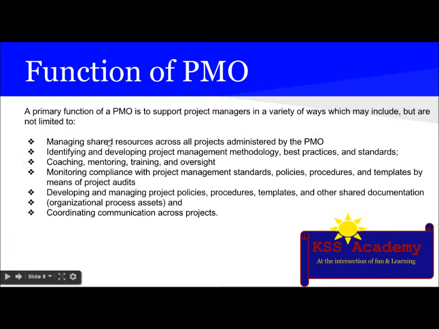Function of PMO. The primary function of PMO is to support project manager in a variety of ways, which may include but are not limited to managing shared resources across all projects administered by PMO, identifying and developing project management methodology, best practices, standards, coaching, mentoring, training, and oversight. Monitoring compliance with project management standards, policies, procedures, templates by means of project audits. Developing and managing project policies, procedures, templates, and other shared documentation, organizational process assets. And the last thing is coordinating communication across projects. So these are just typical functions of project management office.